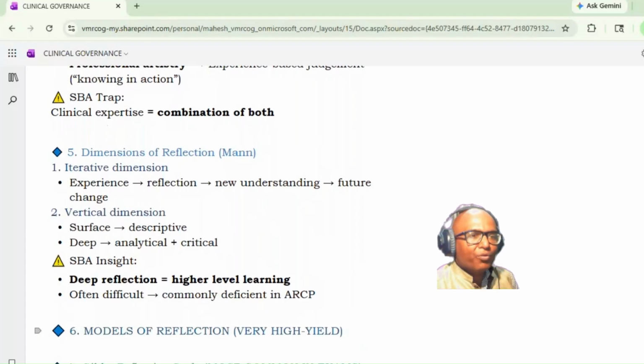Vertical dimension means we are considering that as one descriptive event. We are thinking this particular thing has happened, but that is superficial or surface-level thinking. But if we think deeply, if we analyze that particular scenario well, or if we do critical thinking on it, that is what is expected. That is the vertical dimension.